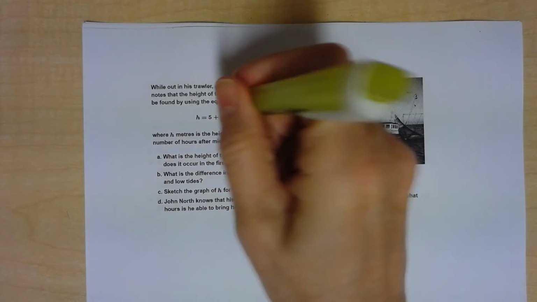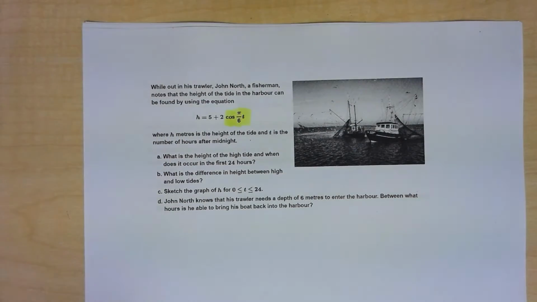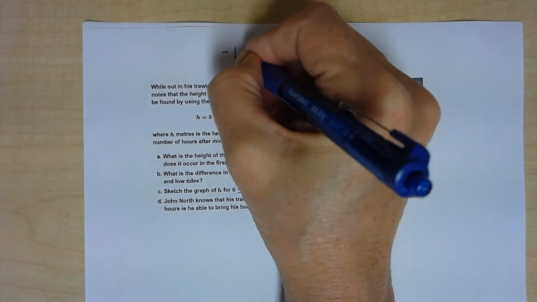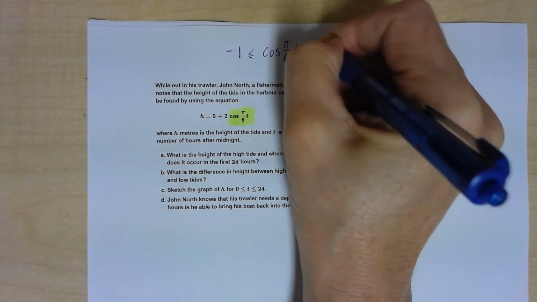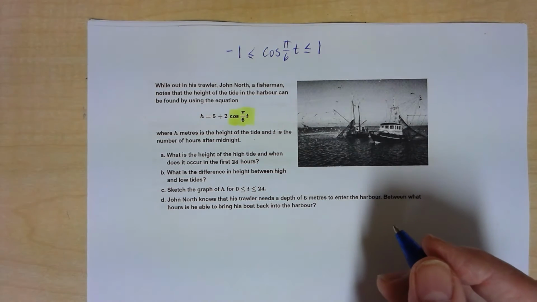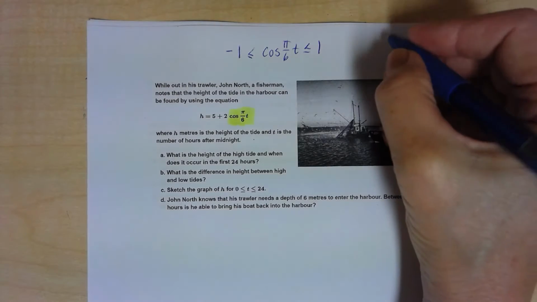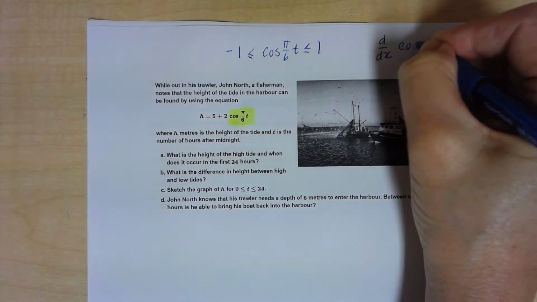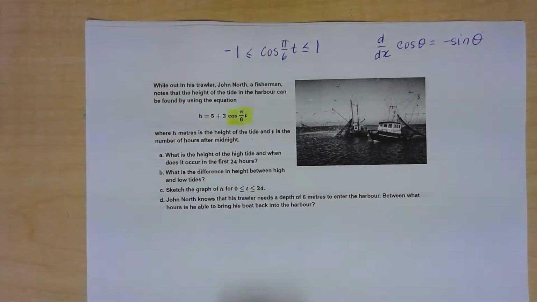So one thing is this, that we know from our experience with the unit circle that that part of this equation always has to be between -1 and 1. The cosine never gets bigger than 1 and never gets smaller than -1. So that's a really, really helpful thing. We also know that the derivative of cos theta is equal to negative sine theta. So we might use that fact.